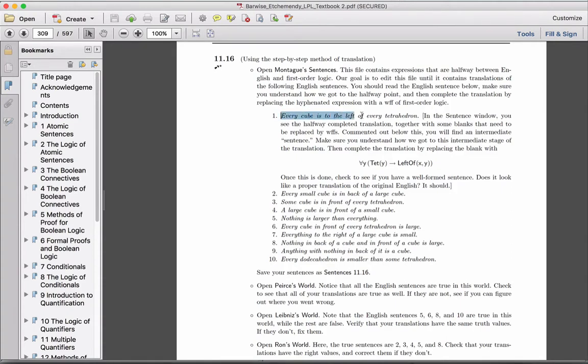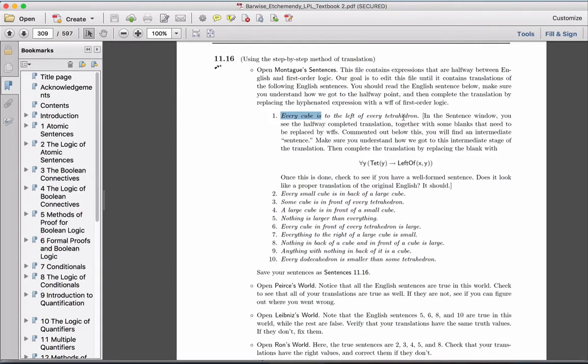So let's take a look at the first sentence. Every cube is to the left of every tetrahedron. So we've got two quantified sentences in the sense that if we break the sentence down, we're talking about every cube and every tetrahedron, and then they bear a relation to each other. So every cube bears a relation to every tetrahedron. That relation is the left of relation. What is nice about the step-by-step method, though, is that we talk about first every tetrahedron in relation to something else, and that something else happens to be every cube. Or if we start the sentence at the beginning, we see every cube has some sort of relation, right? And it happens to be with every tet.